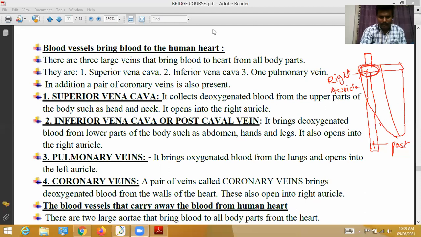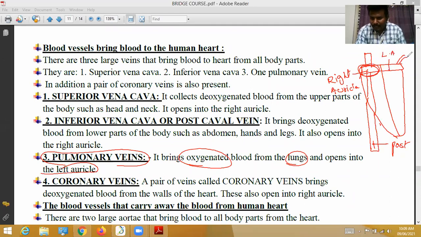See here, pulmonary veins. It brings oxygenated blood from the lungs and opens into the left auricle. The pulmonary vein opens into the left auricle and brings oxygenated blood. The left auricle always receives oxygenated blood. That's all.